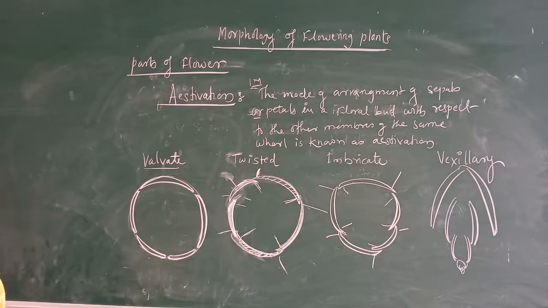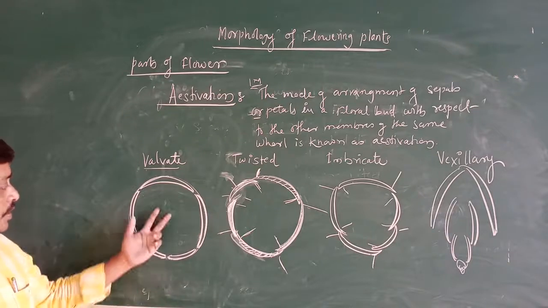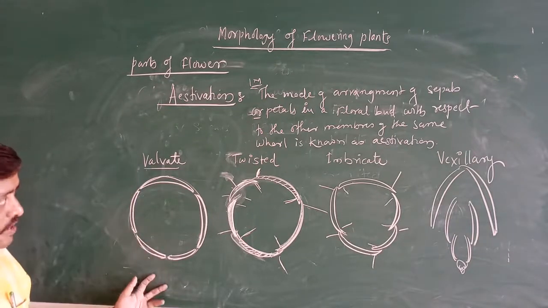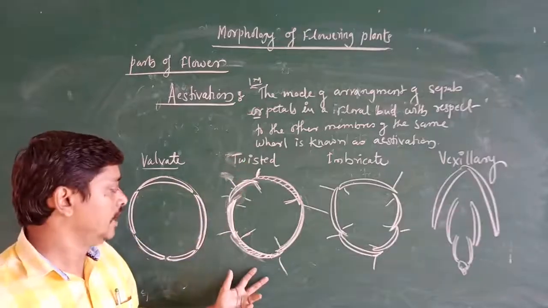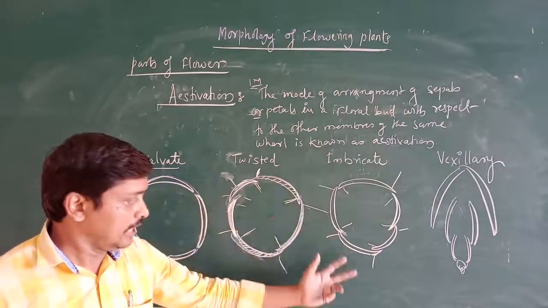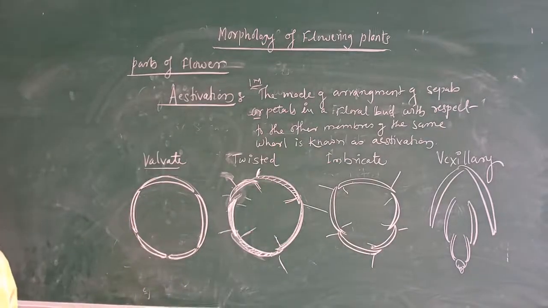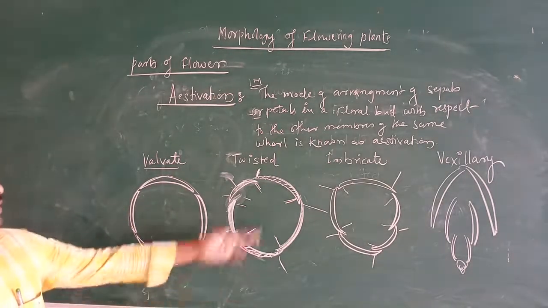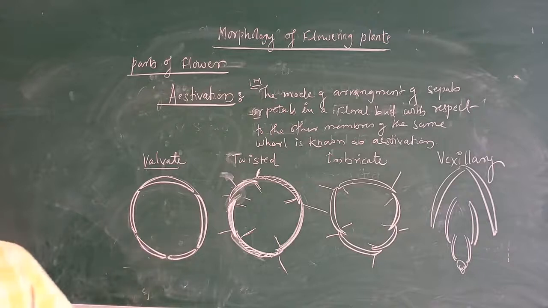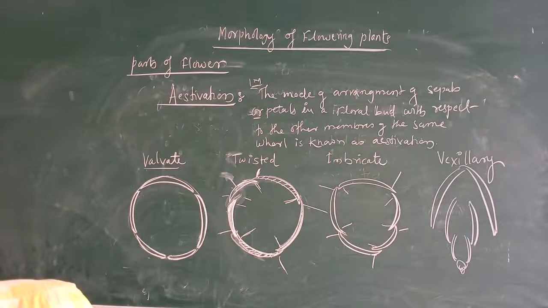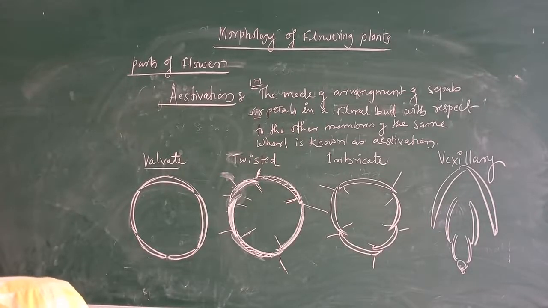And one important thing you are going to remember and write, there is a homework for you people. You used to mention the example for valvate aestivation, the example for twisted aestivation, example for the in bracket, example for the maxillary. And in practicals, I am going to show you the example for twisted aestivation by cutting the flower. Here they mentioned the examples.